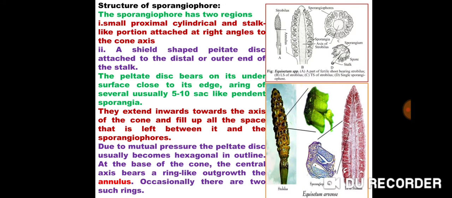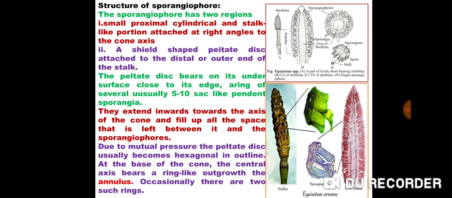Structure of sporangiophore. The sporangiophore has two regions. First one is a small proximal cylindrical and stalk-like portion attached at right angles to the cone axis. Second one is a shield-shaped peltate disc attached to the distal or outer end of the stalk. The peltate disc bears on its under surface, close to its edge, a ring of several, usually 5 to 10, sac-like pendant sporangia. They extend inwards towards the axis of the cone and fill up all the space that is left between it and the sporangiophores.